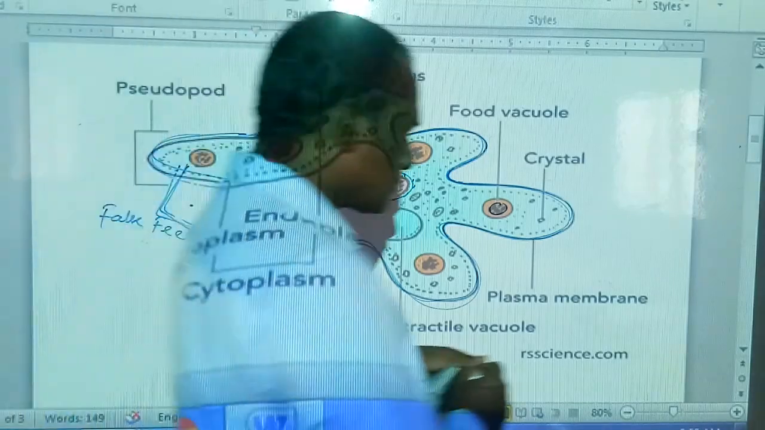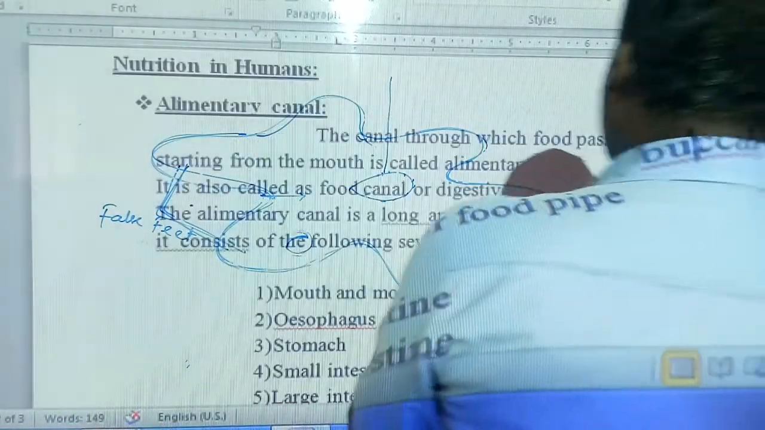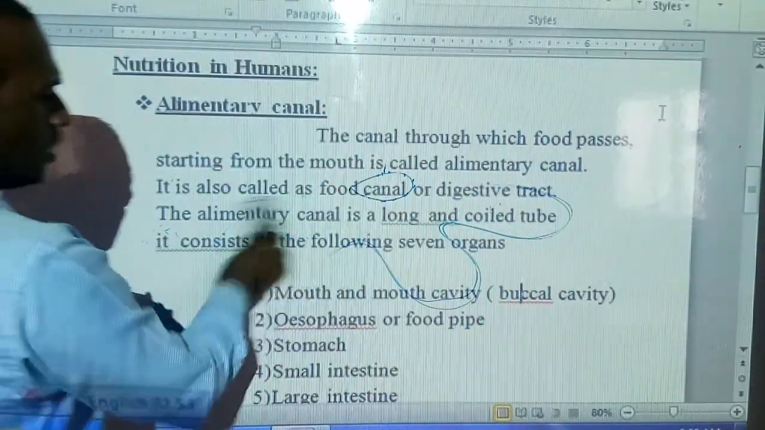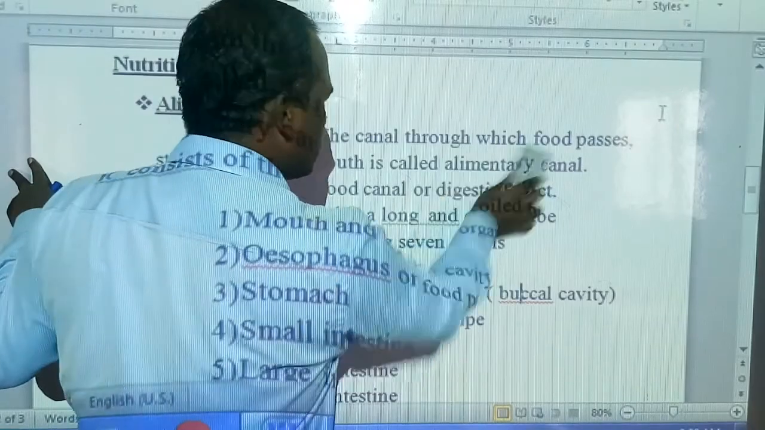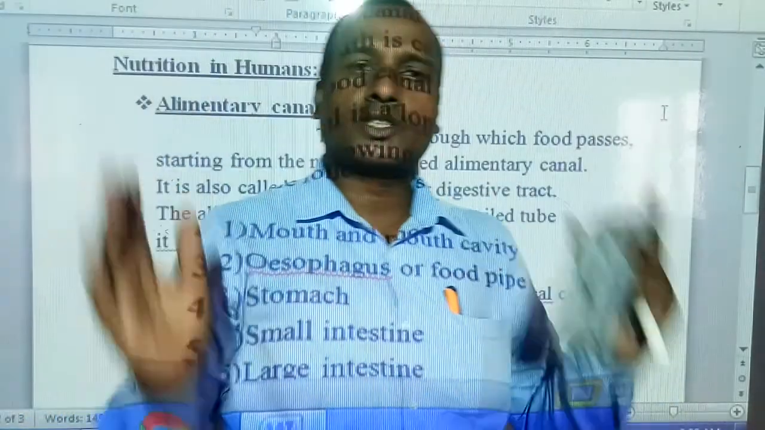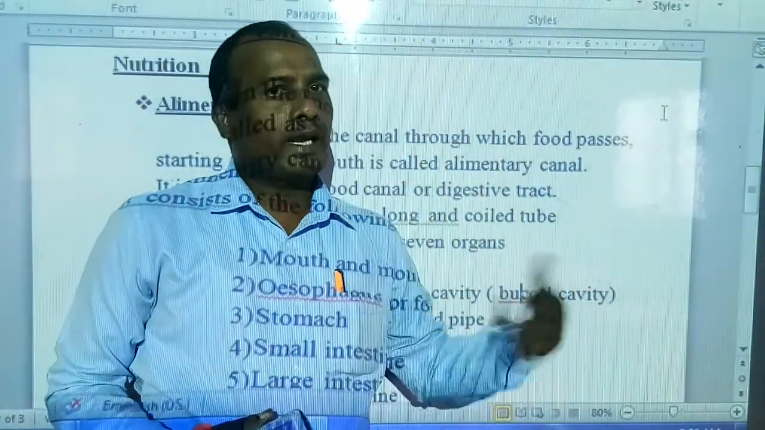Okay, friends. Next we will discuss nutrition in humans. I have told you about nutrition in amoeba. Amoeba is a microscopic, single-celled organism, and I have already told you its structure and important parts.